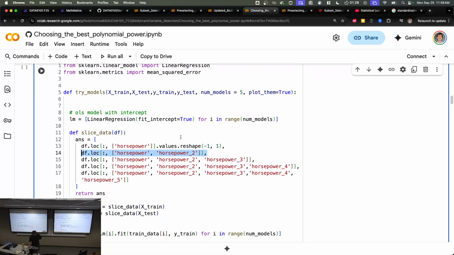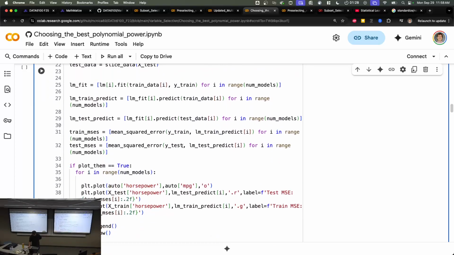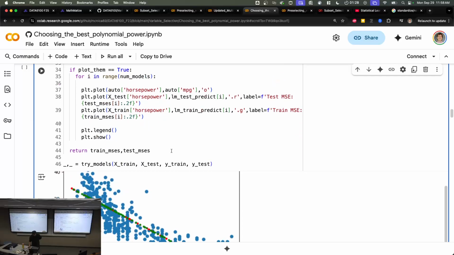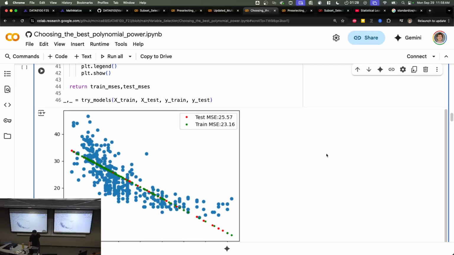I did it all with lists, and then I made these nice plots. So let's look at the nice plots. And here I was very careful to do the test and the train errors as 2 separate things. So the red dots are my test set predictions. The green dots are my training set predictions. And I've told you what the errors are, and they're pretty similar, 23 and 25.